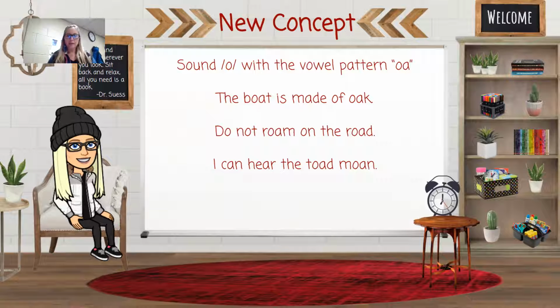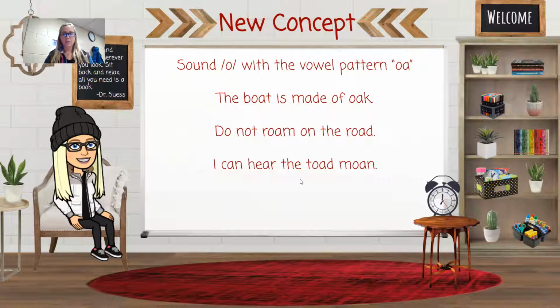Here we go. The next sentence says, do not roam on the road. Write down the two words in this sentence that have that OA pattern, remembering that OA says O. In this sentence, you have roam and road. Roam might be a new word for you. Roam means to wander or walk. You would not probably want to roam on a road. It could be dangerous.